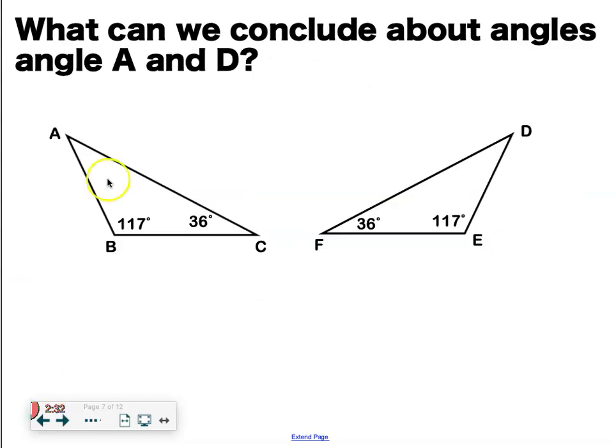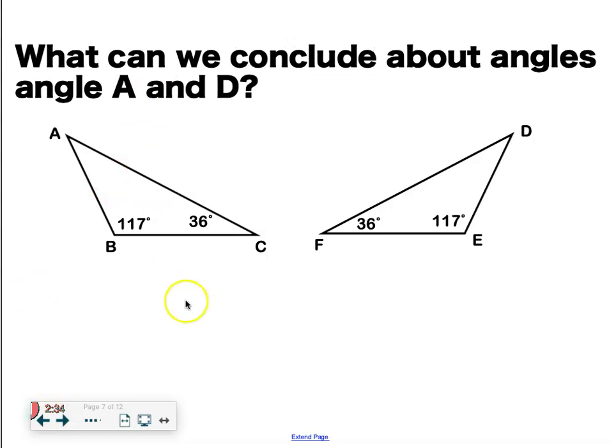What can you conclude about angles A and D here, given this picture? The same. I know nothing about them, though. There's nothing there. What? They have to be the same. Why do they have to be the same?